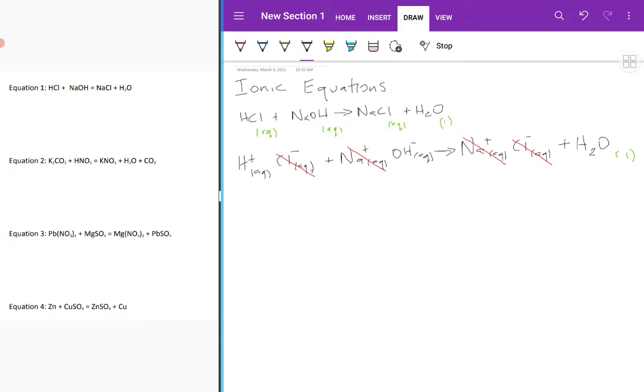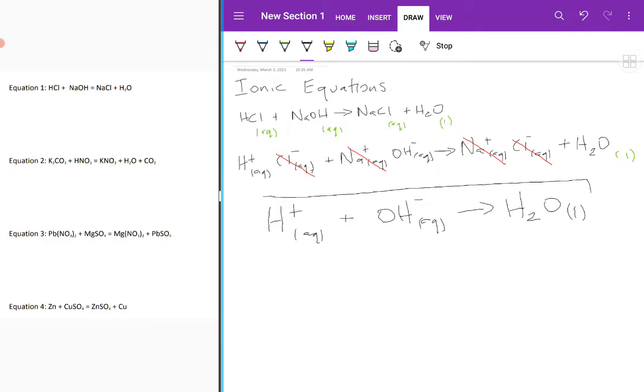So we've removed all our spectators and we're left with H plus aqueous plus OH minus aqueous, giving us H2O in the liquid state, and this is our net ionic equation. That's the equation that we want.